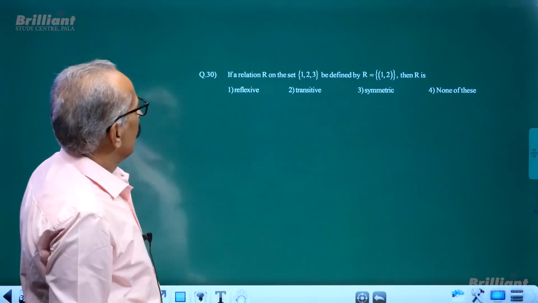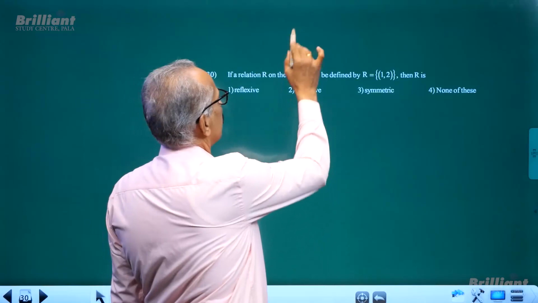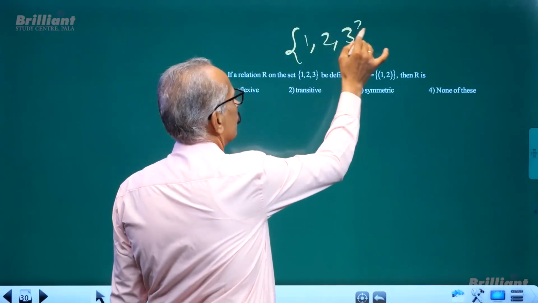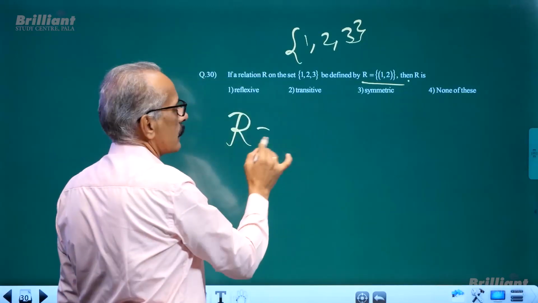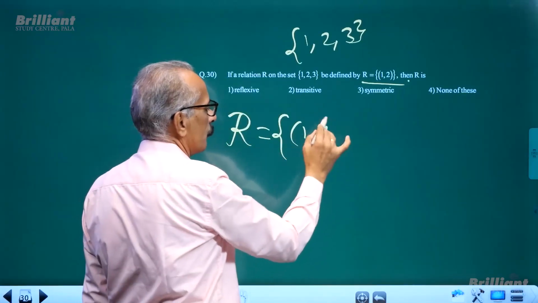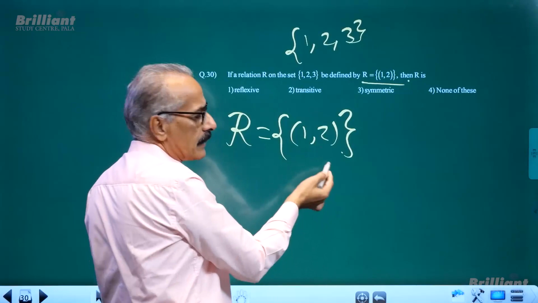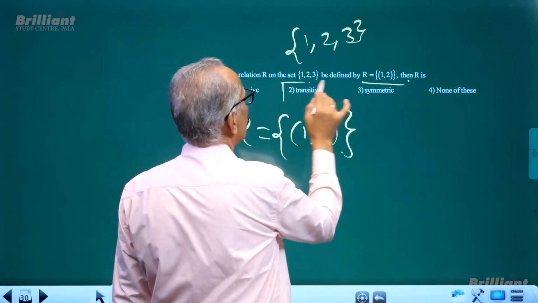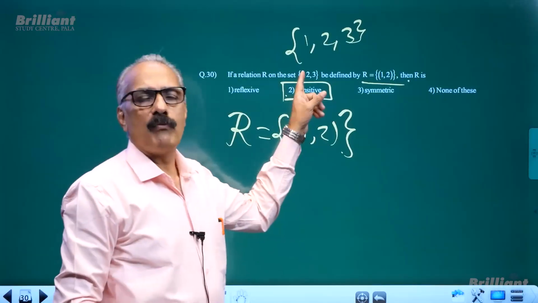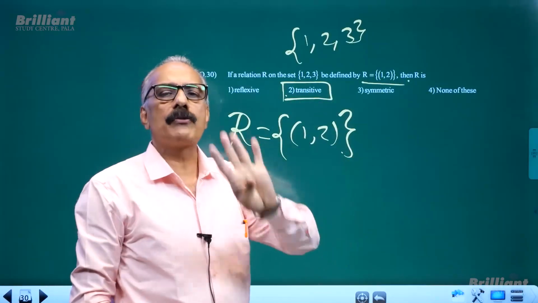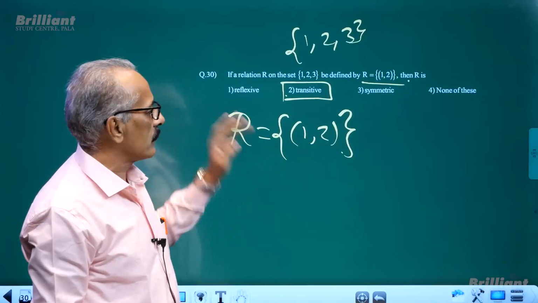On to the next. A relation on the set {1, 2, 3} is defined as this, R. So a relation R is equal to the set {(1, 2)}. Fine. This is a transitive relation, nothing else you can say. Now I'll check reflexive. Reflexive means it should have (1,1), (2,2), (3,3), minimum 3 elements. (1,1) is not there, so not reflexive.